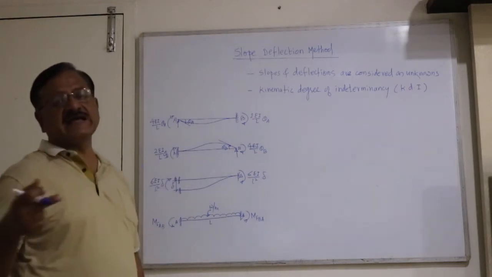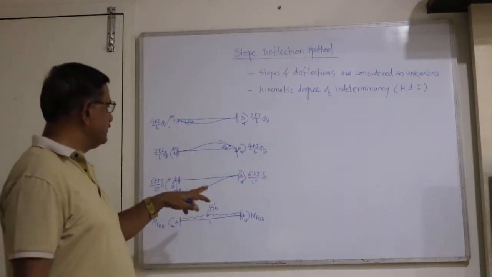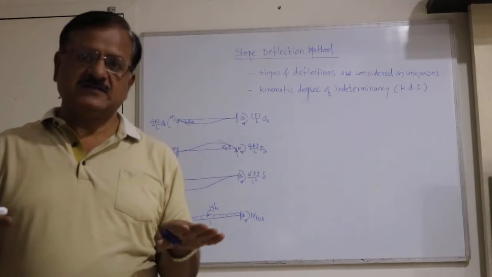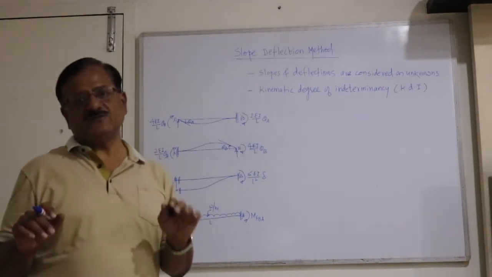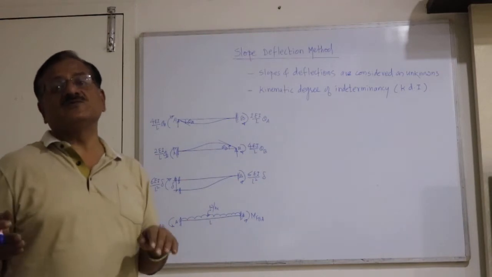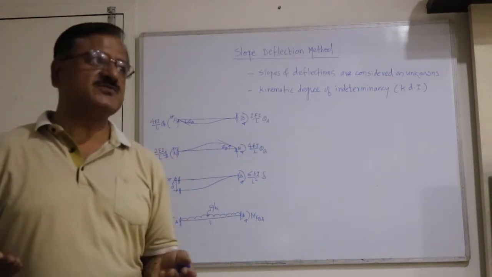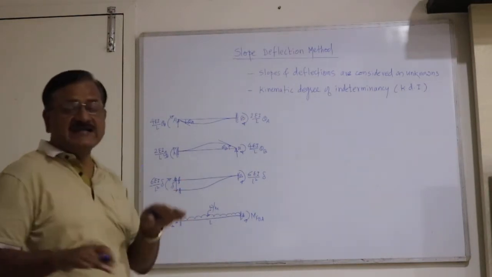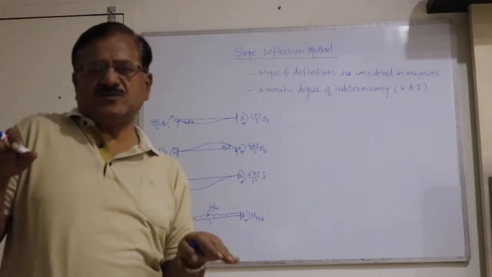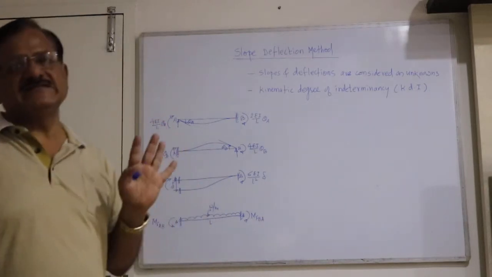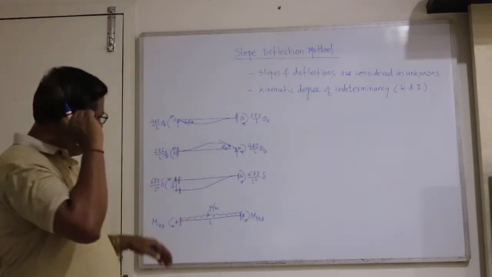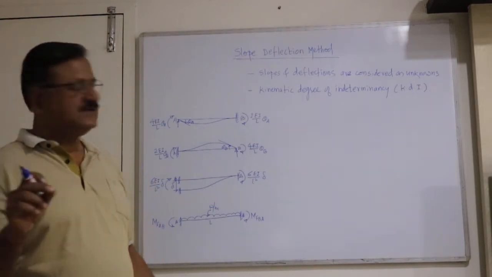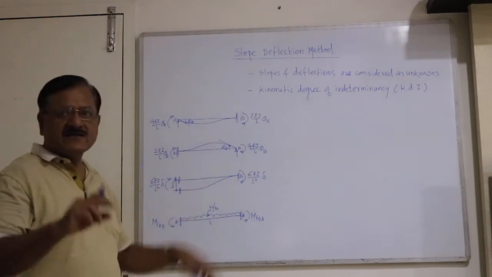Actually, this is the carryover theorem that we will see in the moment distribution method. Then suppose one of the supports undergoes a vertical displacement, or there is a settlement of the support, or we can say sinking of support occurs. Now due to sinking of support, the fixed end moment developed at both ends we can calculate if delta is the level difference. Maybe either left support down or right support down, or the level difference is delta between the two supports.